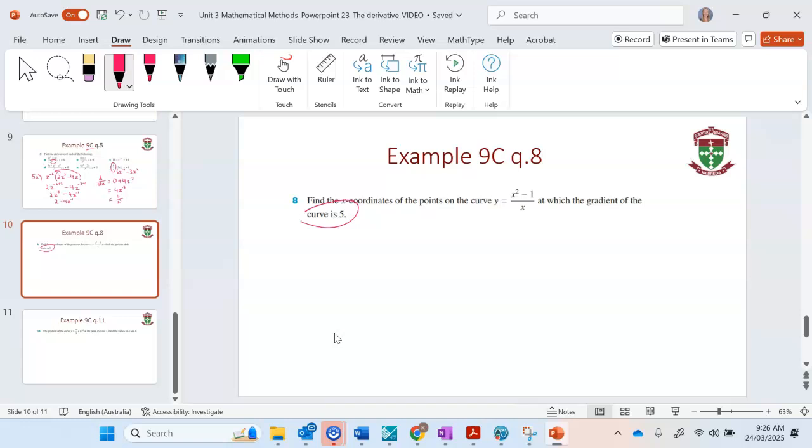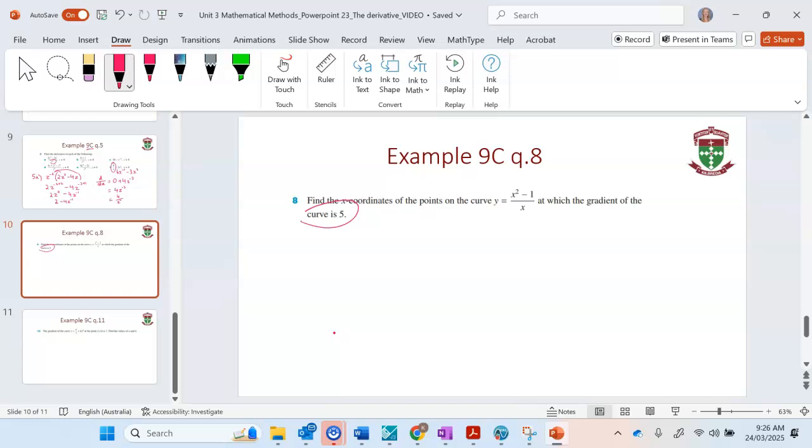So you'll be fine with 9b. It's just revising the basic derivative that you would have done in year 11. This is a little bit harder, but I think nothing beyond what you can do. All right, find the x-coordinates of the points of the curve.